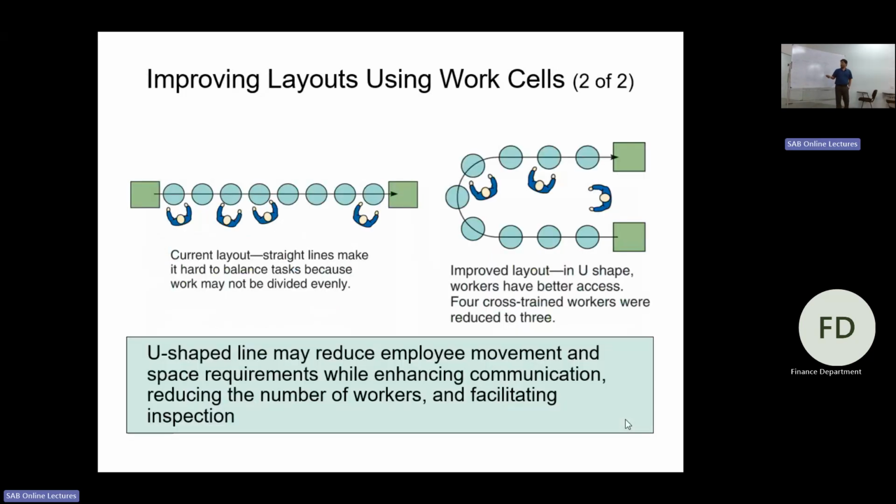In fact, what you see here, a straight line, makes it hard to balance tasks because work may not be divided evenly, but with a U-shape we consider this type of hybrid layout an improved layout because in a U-shape, workers have better access to different tasks. You can imagine it and understand it. Now what you see here is 4 cross-trained workers reduced to 3 by allocating tasks.